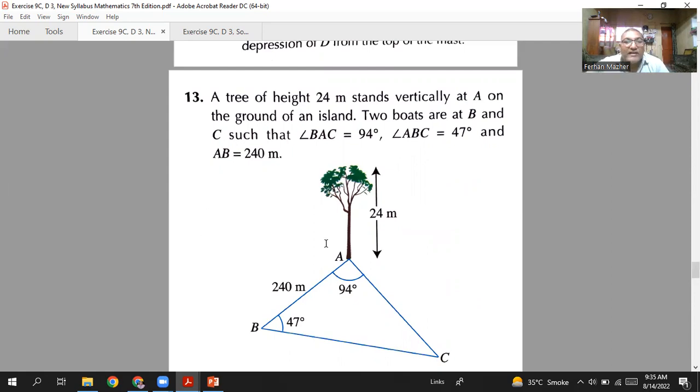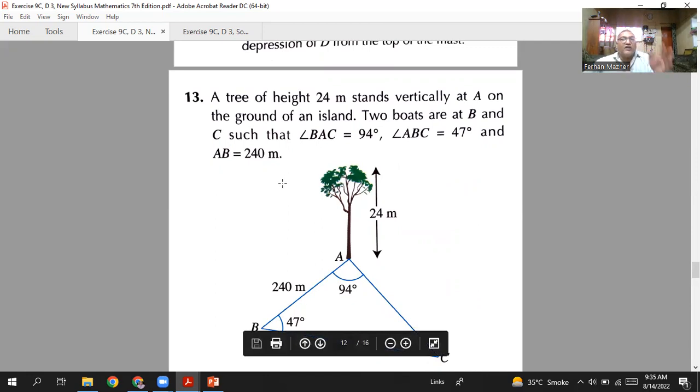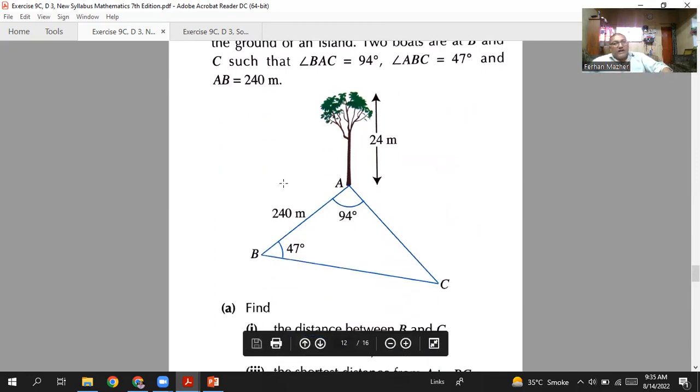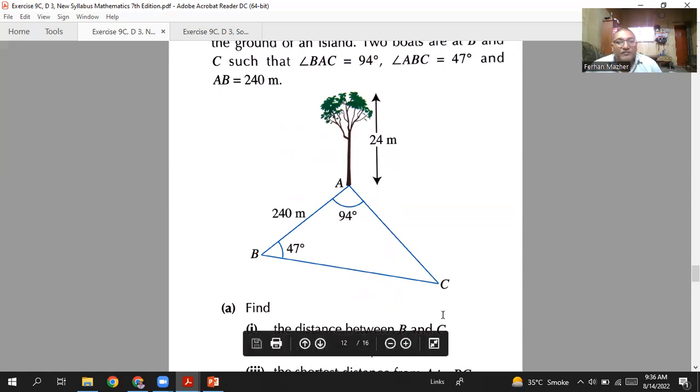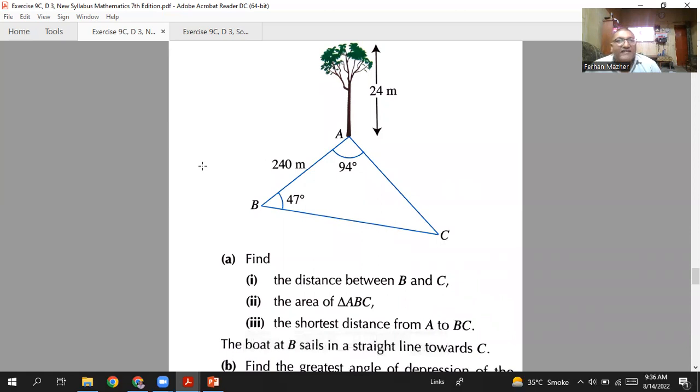So I know these two angles. ABC is on the ground, and the AB side is 240 meters. I know these two angles, so very easily I can find the third angle. The tree is at the point A. Whatever they will ask, we can calculate. He says find the distance between B and C. First of all, I will find this angle, and then I will use the law of sines, and I will be able to find the BC, the distance between B and C.